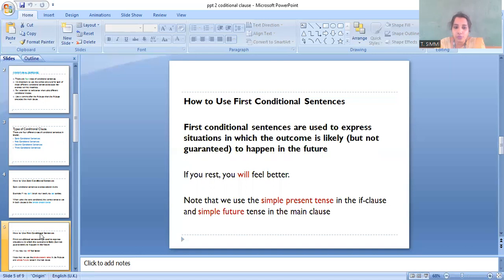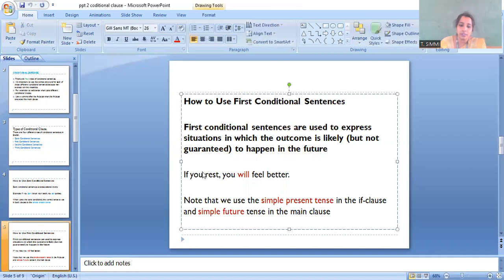First part: if you take rest, you will feel better. If you take rest, you will feel better. I will write this. Take here. If you take rest, you will feel better. See this word take, take is simple present, and on the right side, what's the next sentence after the comma? See the future form, you will feel better. So note that we use simple present tense in the if clause. And what is the if clause in the sentence?